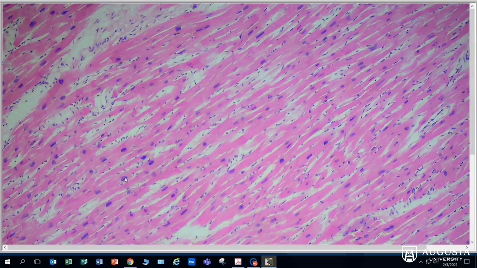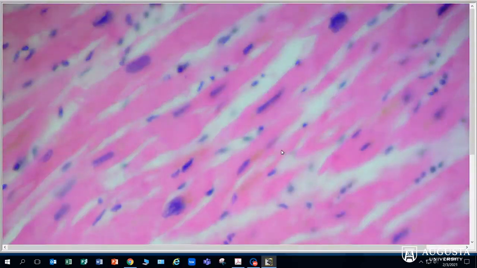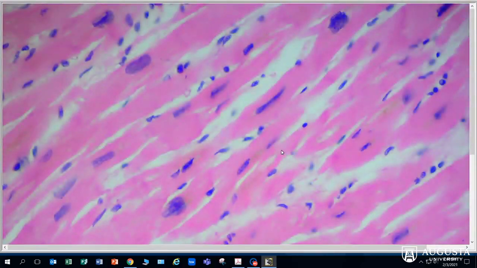In contrast to skeletal muscle tissue, cardiac muscle tissue is highly branched, so we can see that these cells are branching. We can see some branching right here and here, and they are uninucleate. Right now we're at the 10x objective. If we put the 40x objective in place, we can see this beautiful nucleus here, and we can see that branched property of the cardiac muscle tissue. So here we have beautiful branching, and the nuclei are much larger in the cardiac muscle tissue.